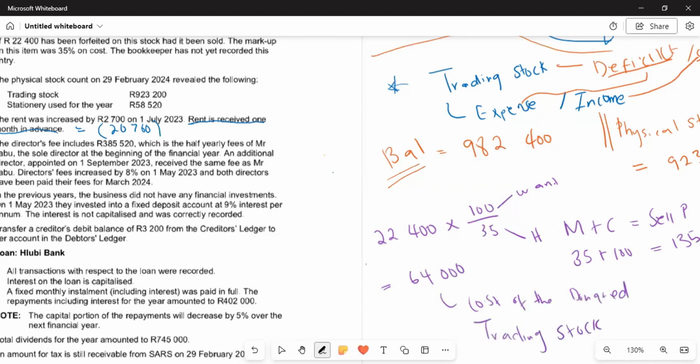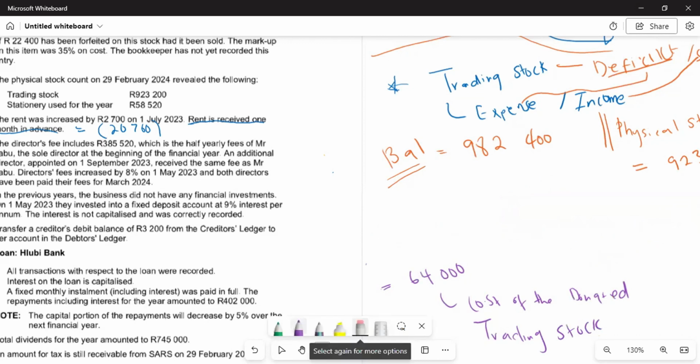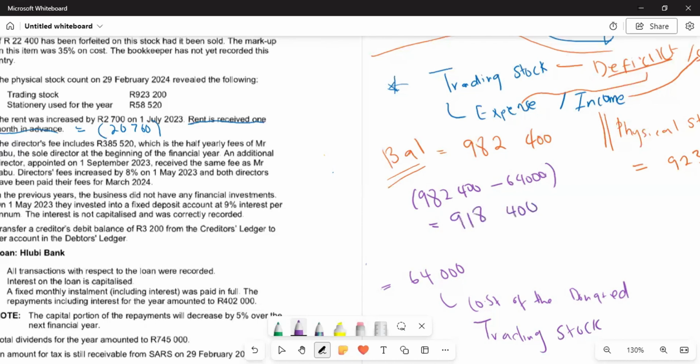Now, remember, I said on this balance, we need to subtract the cost of that trading stock that we donated. So here I would say 982,400 subtracted by 64,000, and you would get an amount of 918,400. Now, this is the adjusted amount.